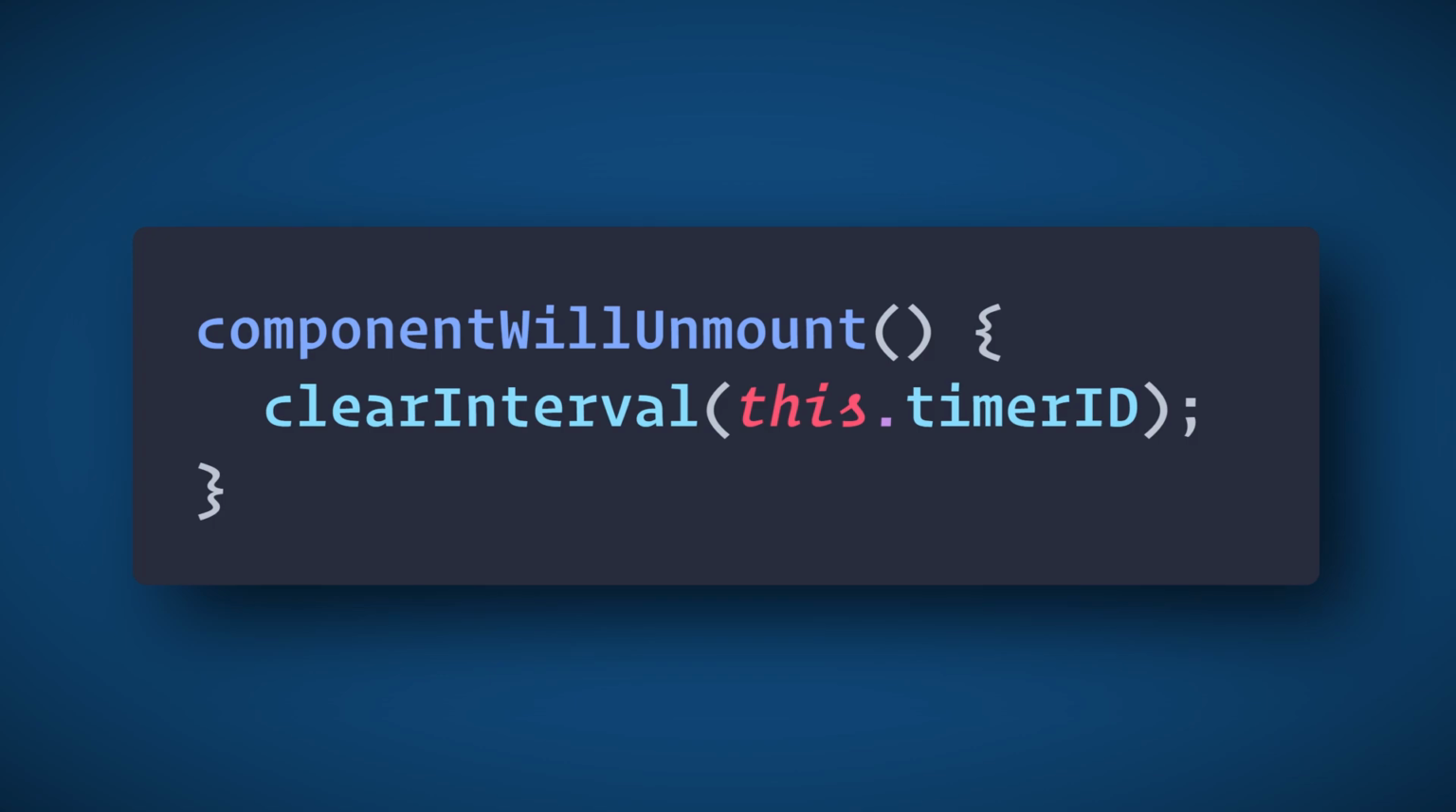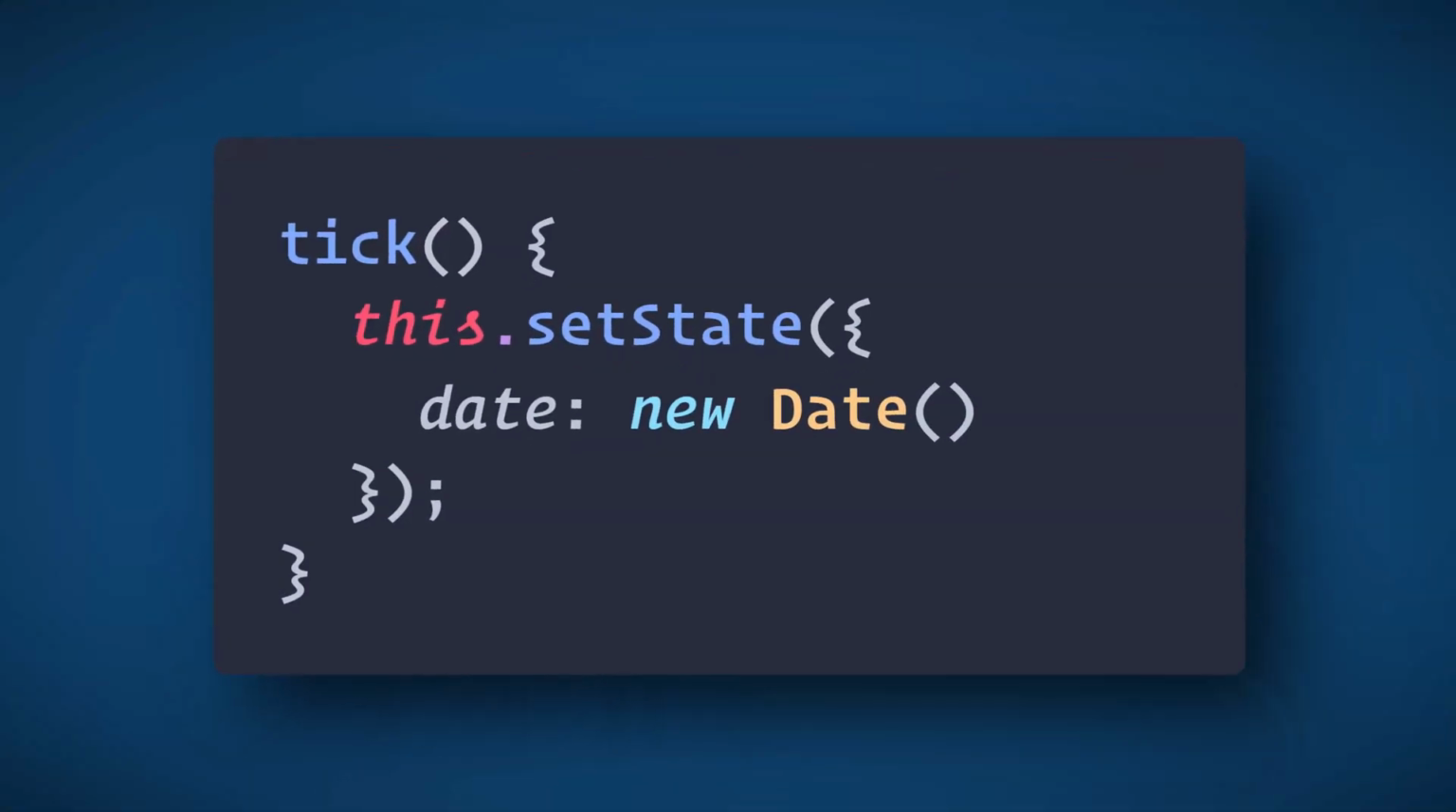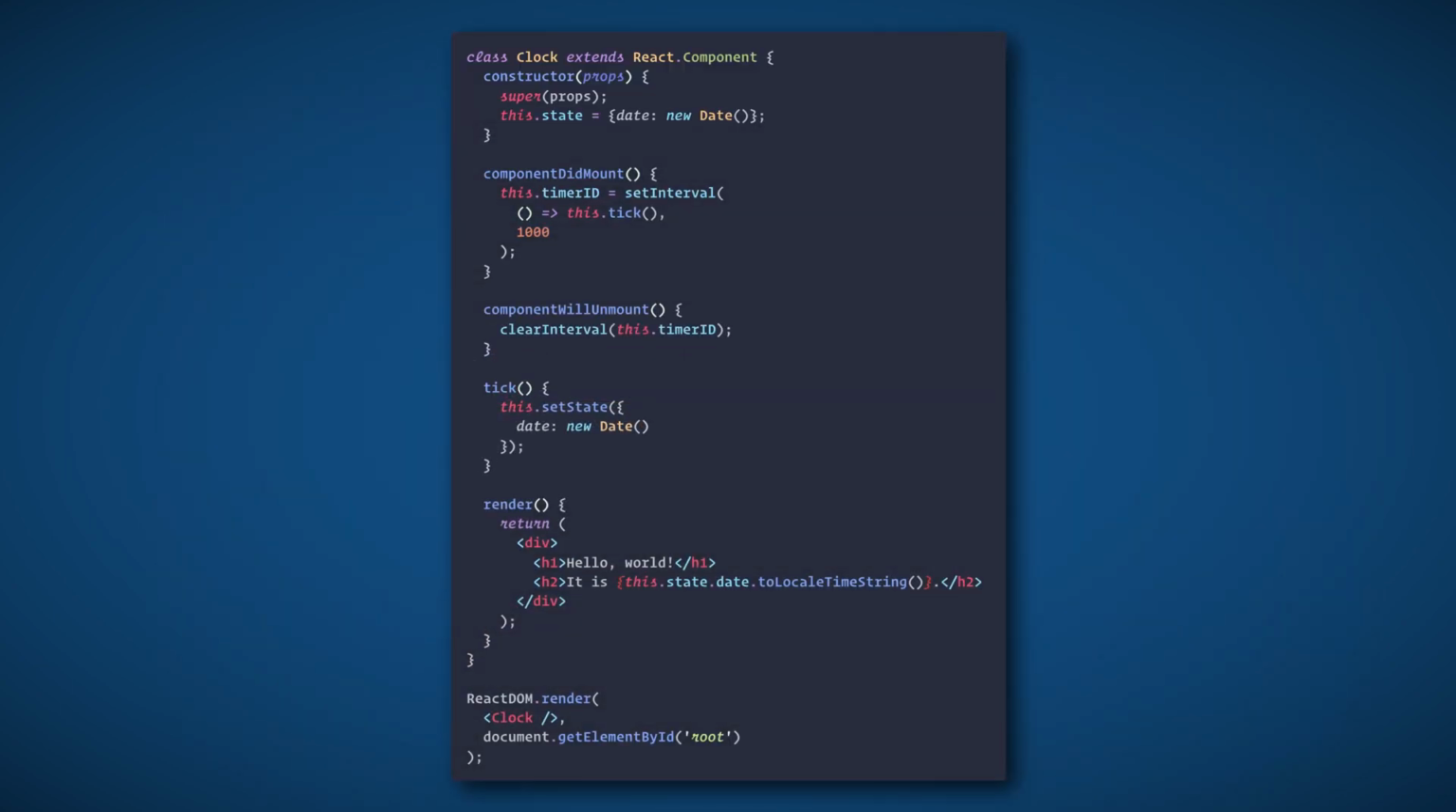Next, we'll tear down the timer in the componentWillUnmount lifecycle method. Finally, we'll implement a method called tick that the Clock component will run every second. It will use this.setState to schedule updates to the component's local state. Now the clock ticks every second.